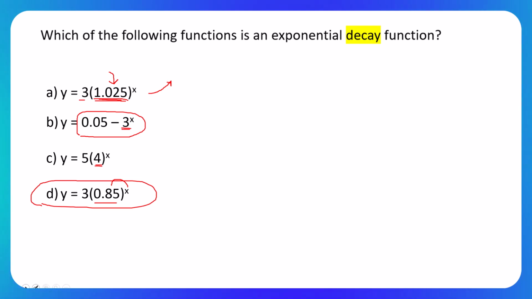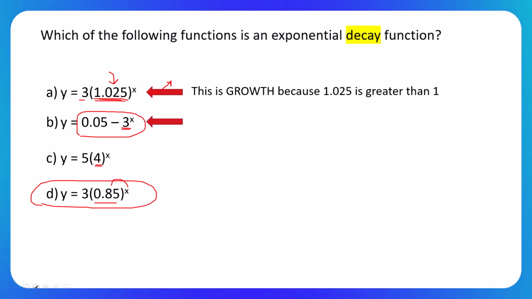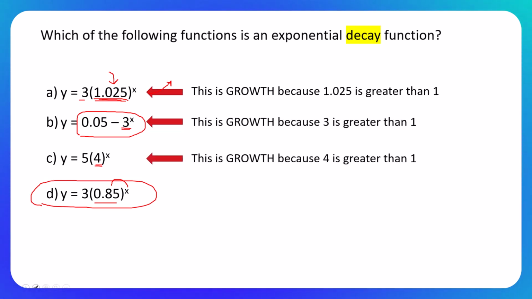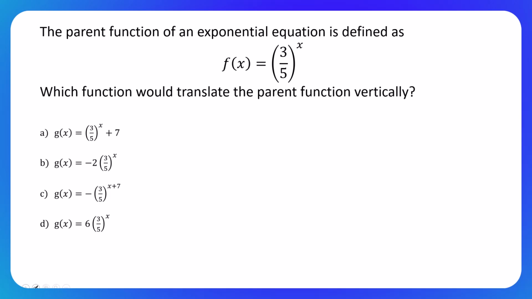Okay, I'm highlighting decay. First one, that's growth because 1.025 is greater than 1. 3 is greater than 1. 4 is greater than 1. But 85 hundredths is decay because that's less than 1.